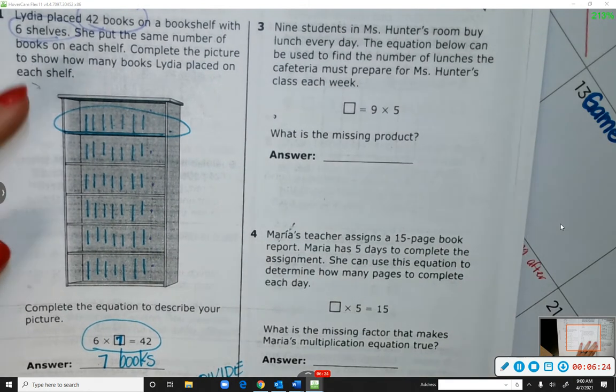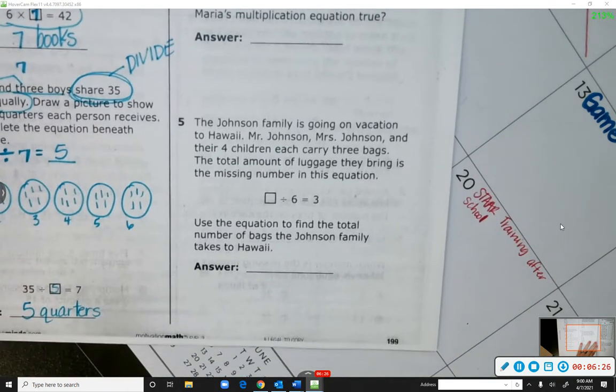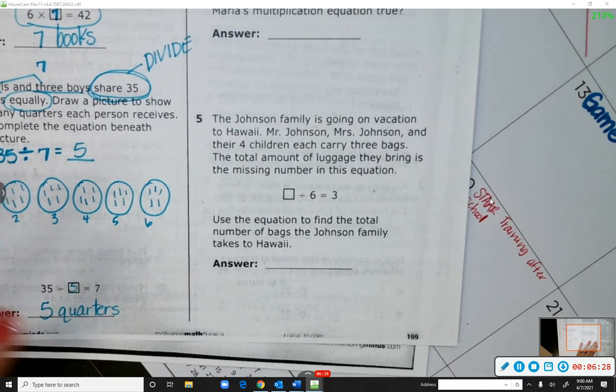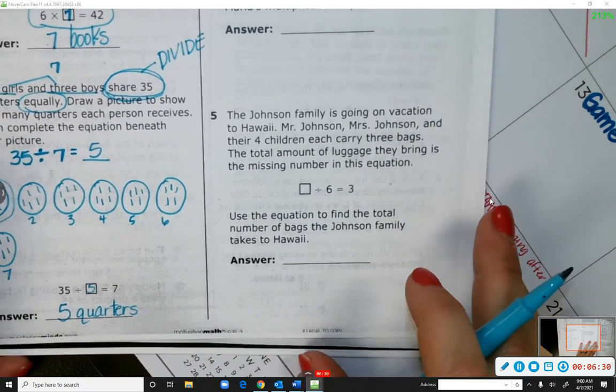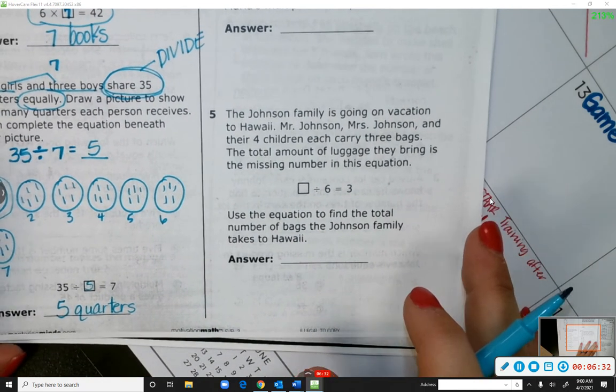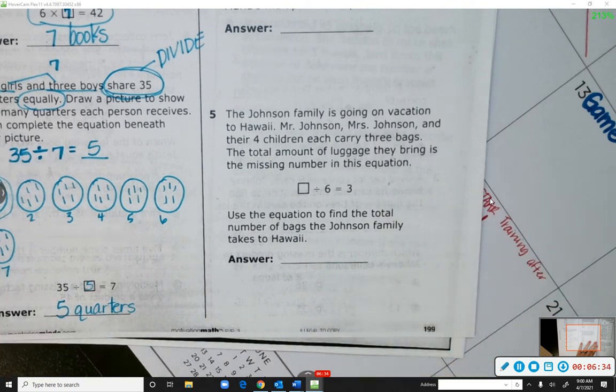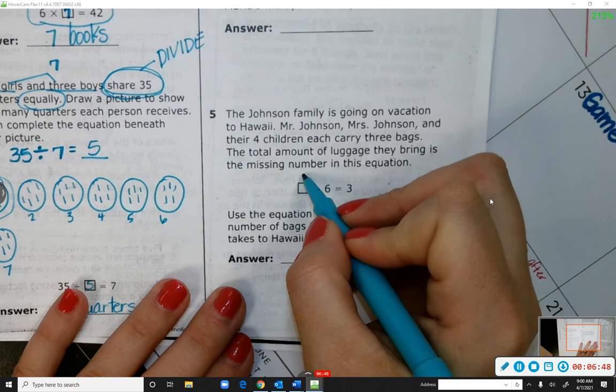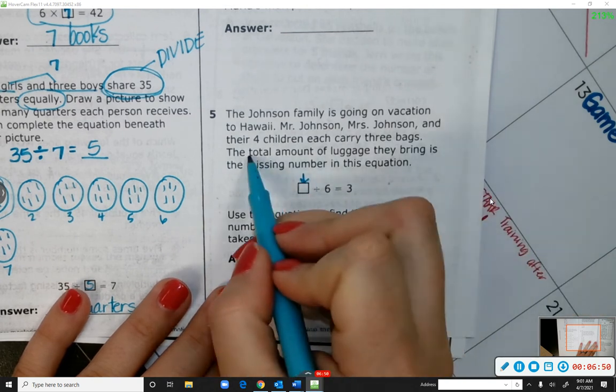Okay, let's skip to number 5. The Johnson family is going on vacation to Hawaii. Mr. Johnson, Mrs. Johnson, and their 4 children each carry 3 bags. The total amount of luggage they bring is the missing number in this equation. Okay? This missing number is the total.